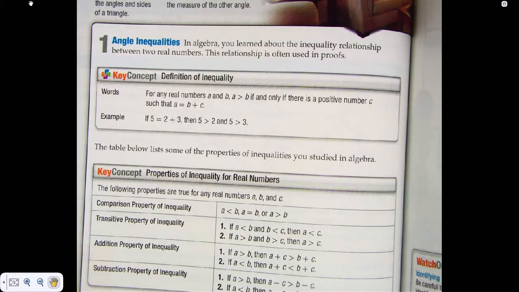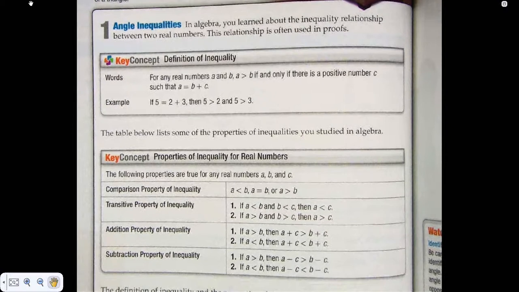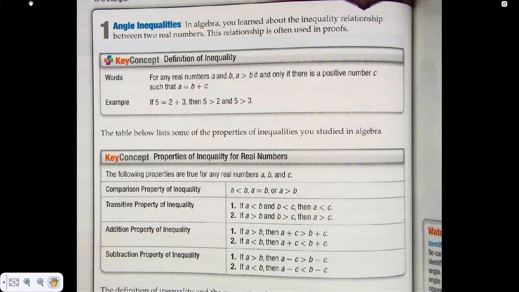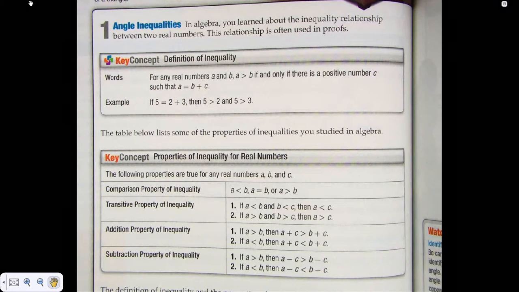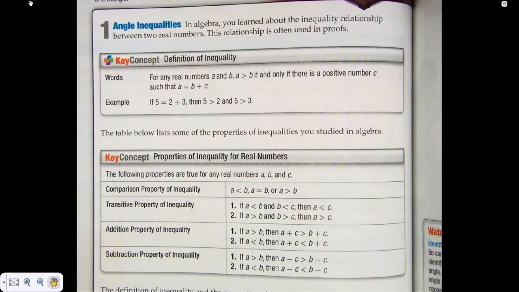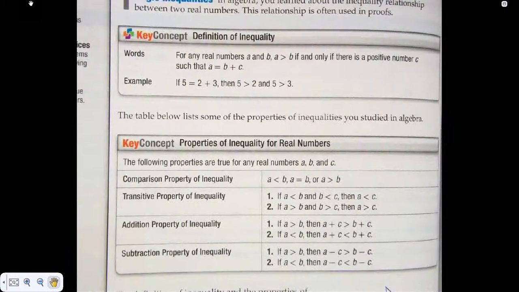Now, that's just the definition of one thing being bigger than the other. Down here, comparison property: if A is less than B, or A is equal to B, or A is greater than B. Those are the three possibilities when you're comparing two numbers. You have the transitive property, which works if A is less than B and B is less than C, then A has to be less than C as well. Same thing with greater than. The addition property works, the subtraction property works. Now, the main thing we're going to deal with today is this.